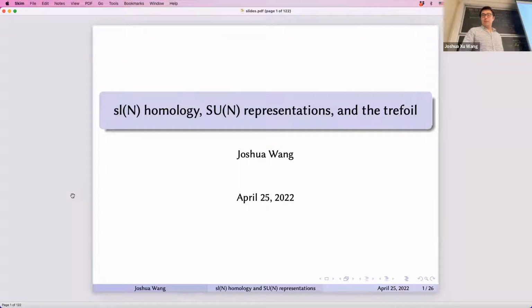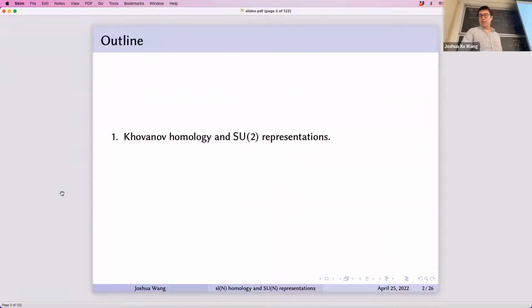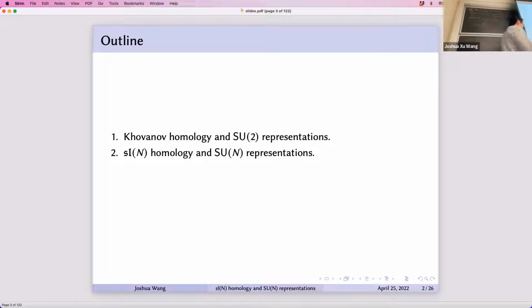Right. So the plan of the talk is that I'm going to first tell you about a nice coincidence between the Khovanov homology of certain simple knots and links with a certain space of SU2 representations of the fundamental group of the complement. And then I'll generalize that coincidence to a generalization of Khovanov homology called SLN homology. And we'll be looking at SUN representations instead of SU2. And then finally, we'll turn to an even further generalization called colored SLN homology.